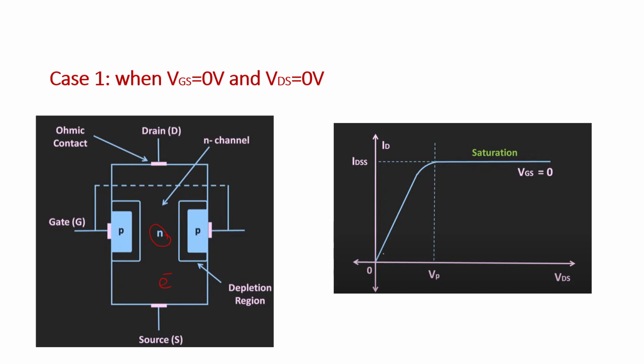Case 1, when VD is equal to 0 and VG is equal to 0. So what happens when voltage is 0? There is no current at all if voltage is 0, because voltage is proportional to I. When voltage itself is 0, the current will also be 0, because there is no movement of electrons from source towards the drain. So when VG is equal to 0 and VD is equal to 0, the current will be 0. And this is the characteristics called drain characteristics, which we plot for VDS versus ID. VDS is the voltage which we apply across the drain and source, and the current is ID, the drain current. And when voltage is 0, the current will be 0. This is the first case.